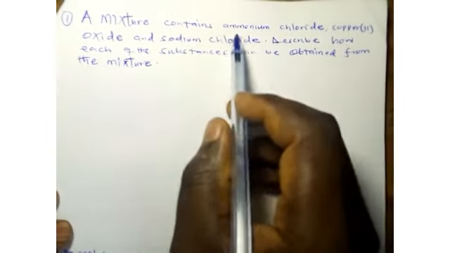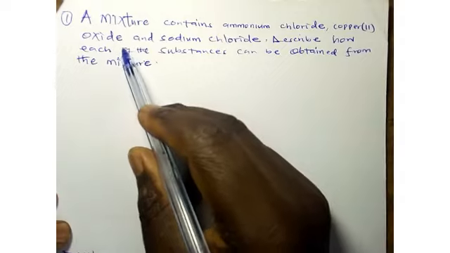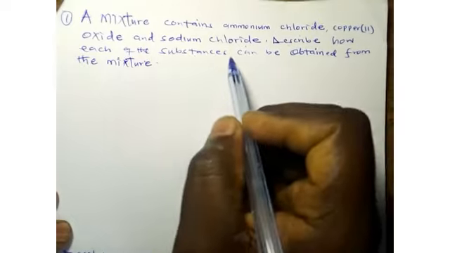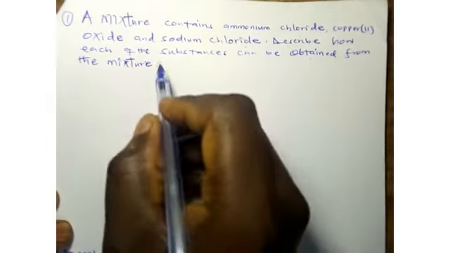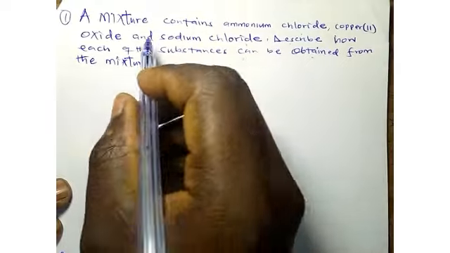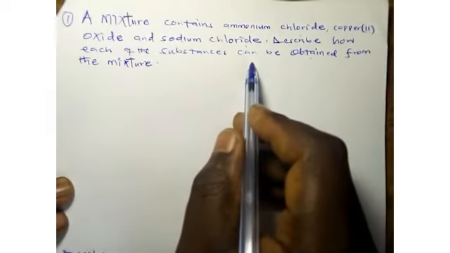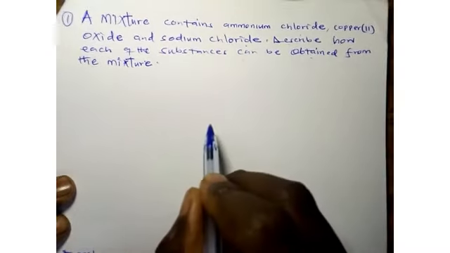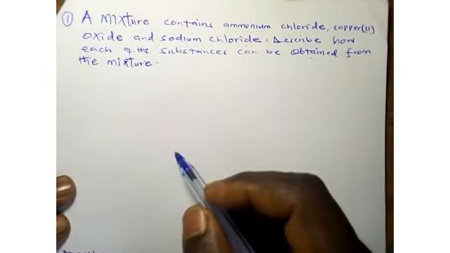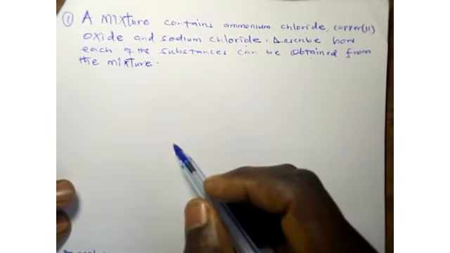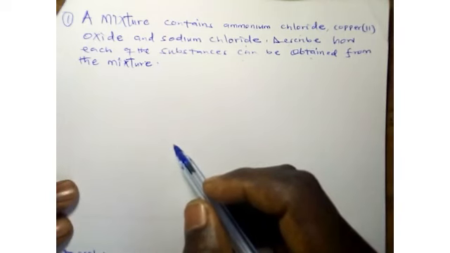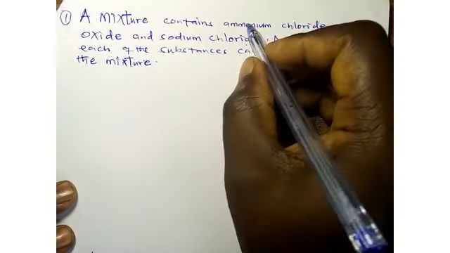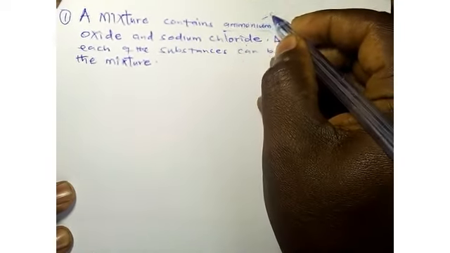A mixture contains ammonium chloride, copper(II) oxide, and sodium chloride. Describe how each of the substances can be obtained from the mixture. So, you see we have a mixture of these three compounds. Now, first, something you need to know is to check on each of them. Is there any one of them which can sublime? Is there any one of them that dissolves in water? So you check on the solubility, you check on which one is insoluble in water. Like now, ammonium chloride, we know it sublimes.